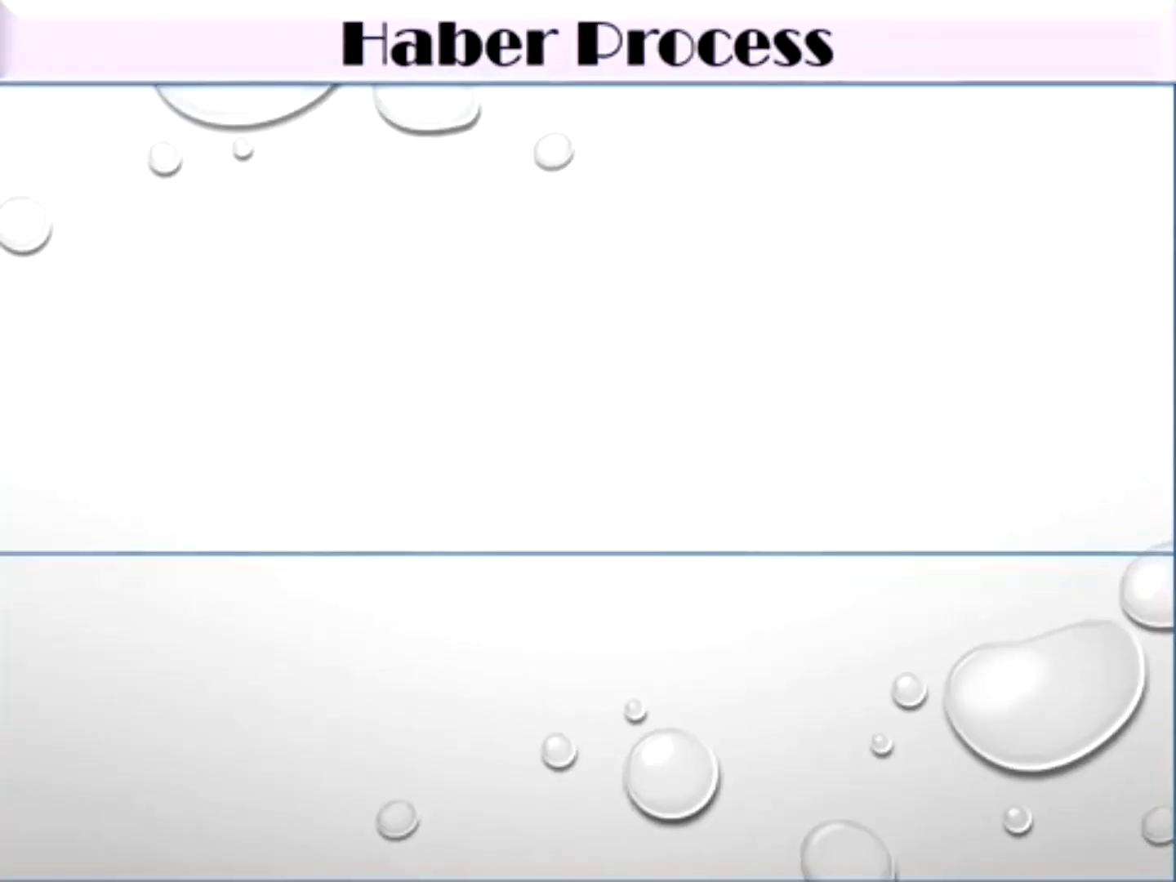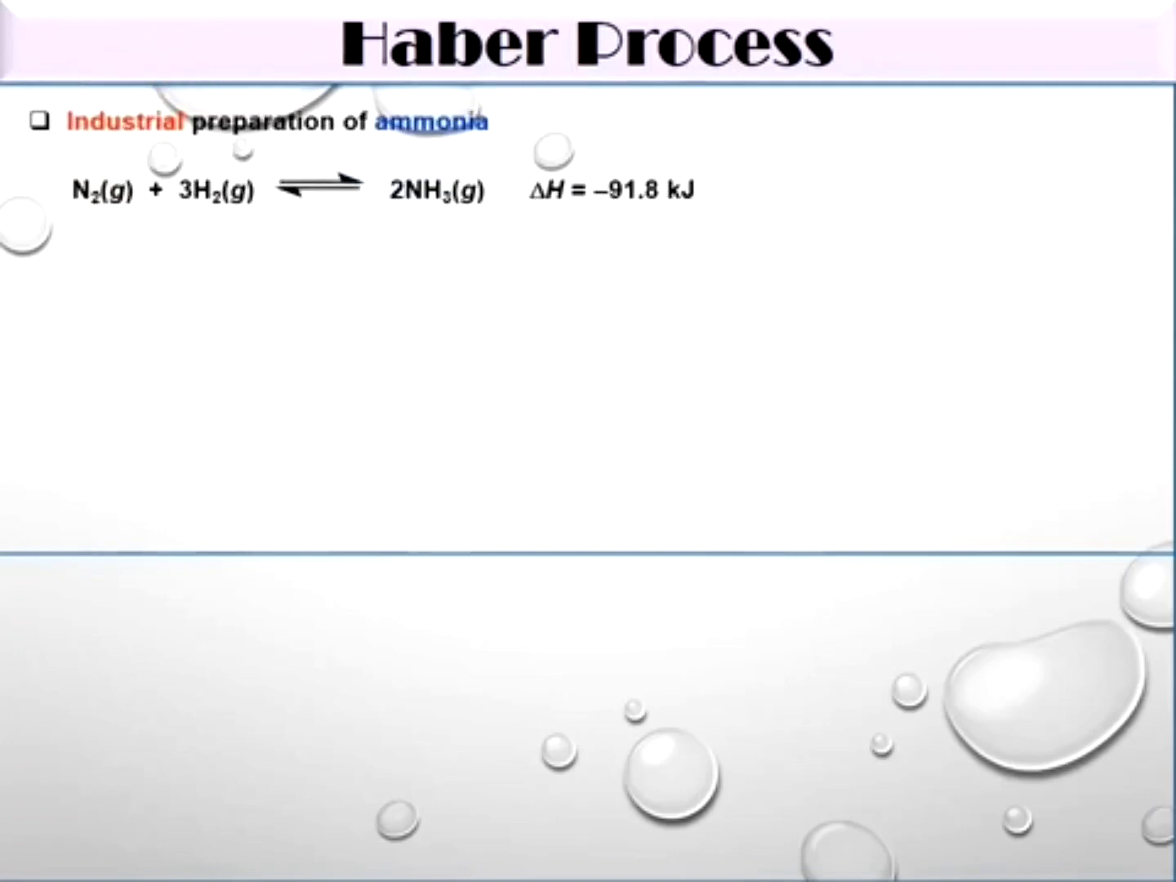Kita lihat kepada Haber process. Okay, untuk Haber process, ini yang kita guna dalam industri preparation of ammonia. Okay, macam mana kita nak hasilkan ammonia? So awak kena reactkan nitrogen gas with hydrogen gas, baru you boleh hasilkan ammonia. So dekat sini dia punya delta H adalah negatif. Nampak tak? Negatif. Okay, so negatif maksudnya apa kelas? Maksudnya apa kalau negatif? Yes, maksudnya dia punya forward reaction adalah exothermic, reverse reaction dia adalah endothermic.